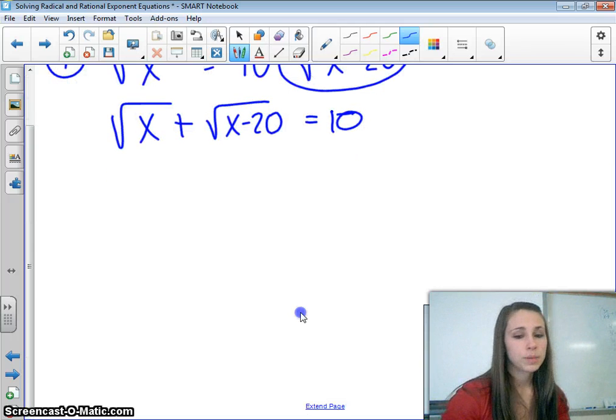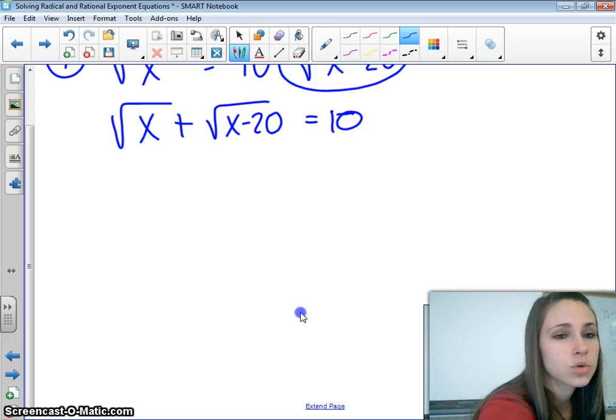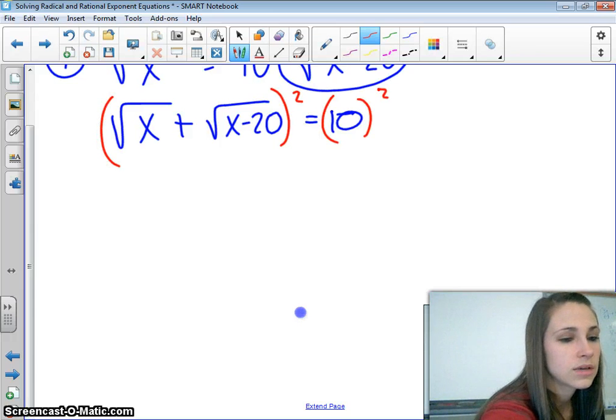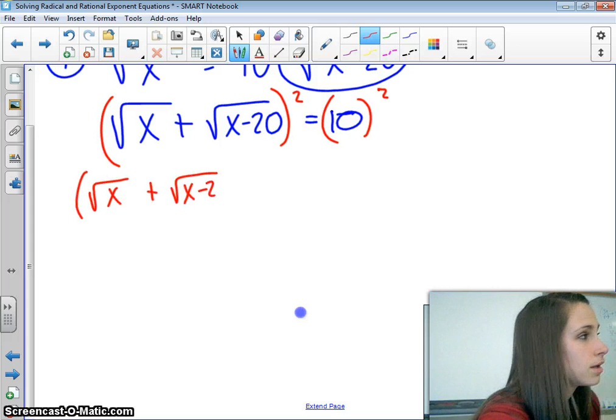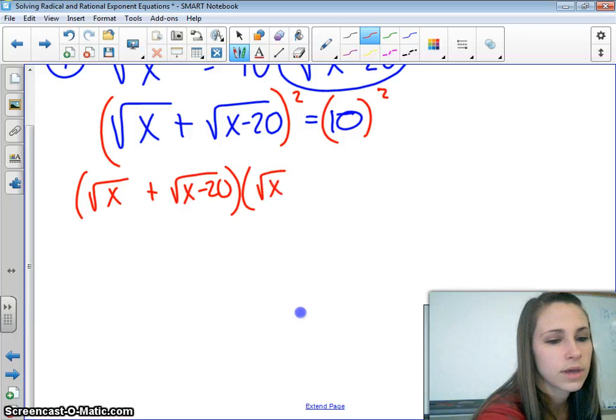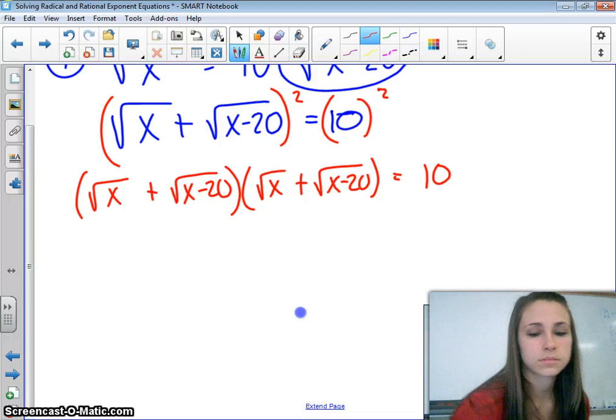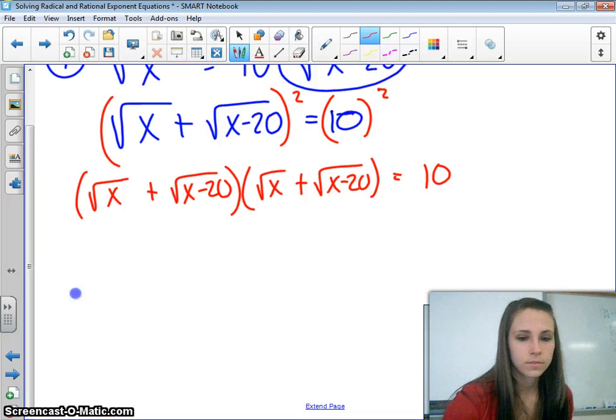Alright, and then I'm just going to repeat what I did in the last problem. So I'm going to square both sides. And so that's going to give me something I need to FOIL here. So square root of x plus x minus 20, times square root of x plus square root of x minus 20, and then it's going to equal 100. Alright, so then I'm going to FOIL this.